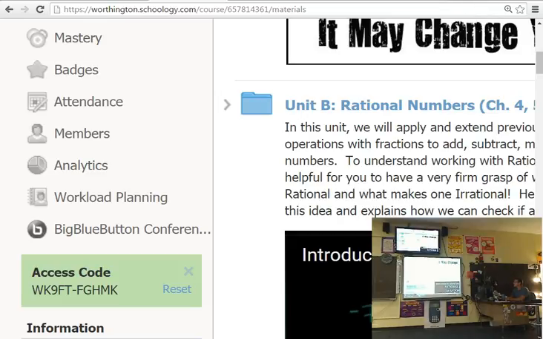Did you guys see what happened? It took a picture of itself. Yeah, so that's kind of interesting. Delete this page. There we go. So if you forget our access code, or if anybody is not in class, there it is. One more time on our PDFs.